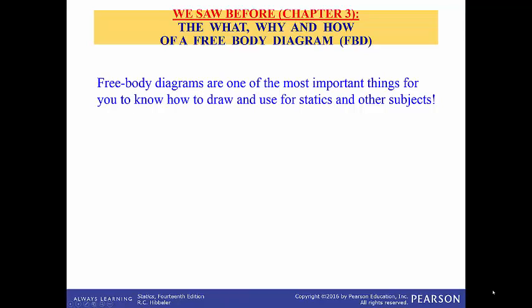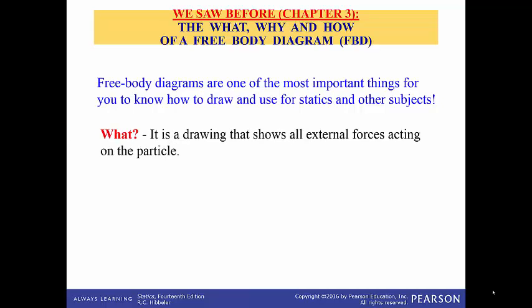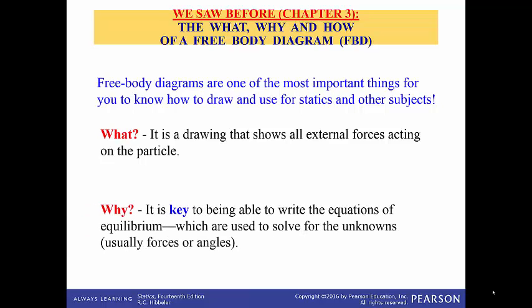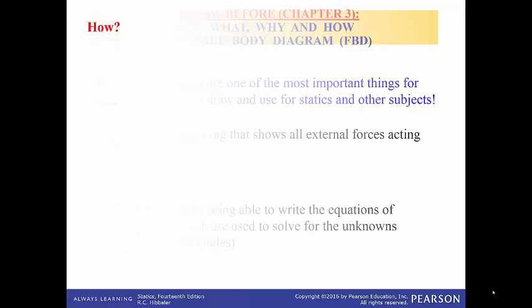We've been talking about free body diagrams, and we have been emphasizing the importance of free body diagrams as one of the most important things you need to know to draw and use for statics. Remember, what was a free body diagram? It's a drawing that shows all the external forces acting on the particle. Why? Because it's key to being able to write the equations of equilibrium. So you draw a good free body diagram and you can forget about the original drawing and just keep working with it.